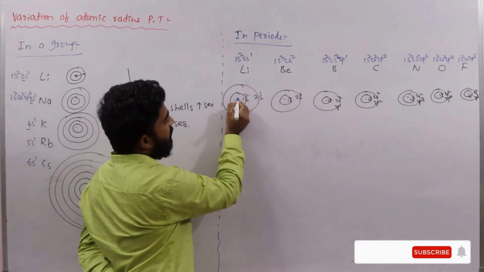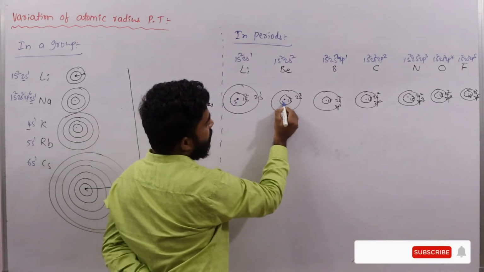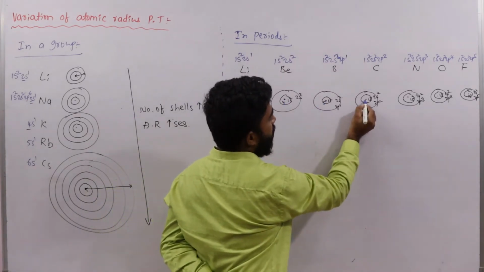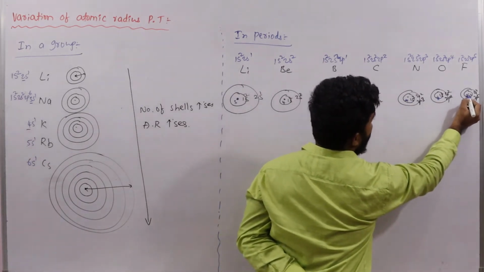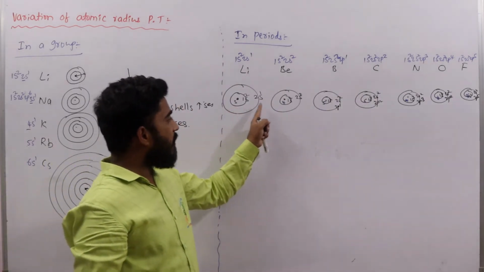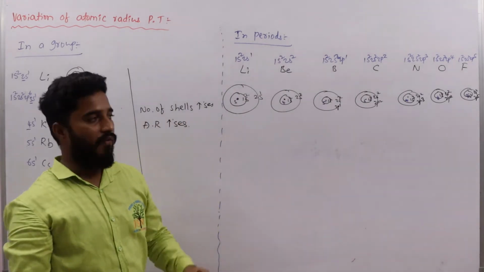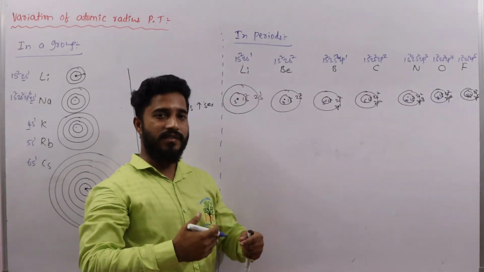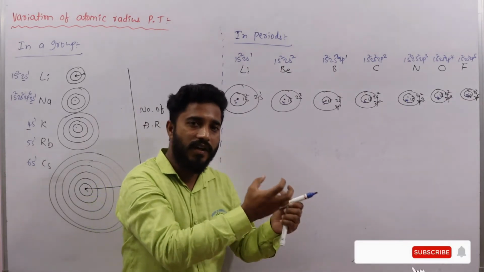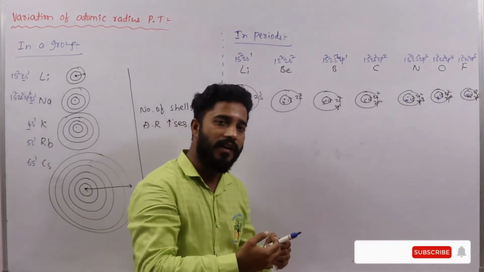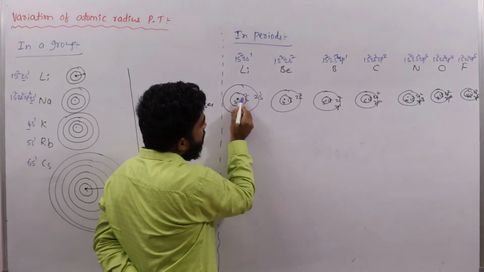Now observe the protons present in the nucleus. How many protons are present? In lithium 3, in beryllium 4, in boron 5, here 6, here 7, here 8, in fluorine 9. As the number of protons increases in the nucleus, the nuclear charge also increases. The increased nuclear charge attracts the outermost electrons very strongly towards the nucleus. Then what will happen to the size of the atom? It decreases.